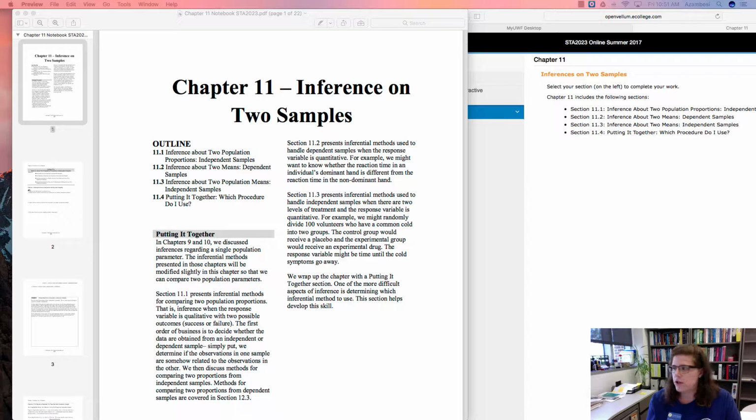One is about 2 population proportions. So you're going to compare population 1 to population 2 in proportions. In 11.2, you're going to be comparing means, but means for dependent samples. For those of you going into a medical field, these are very important for you.